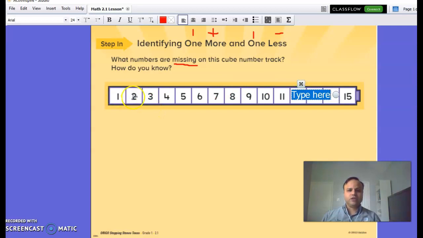So it's 1, 2, 3, 4, 5, 6, 7, 8, 9, 10, 11. My next number is 12, so I'm going to write 12 in here. Then I have 13, and my next number is 14. So right now I have all my numbers. Remember, every time that we are working with one more, it means to add 1 and go one more to my right. But when we say one less, what I have to do is subtract 1 and go one less to my left. Now, let's continue with the class.